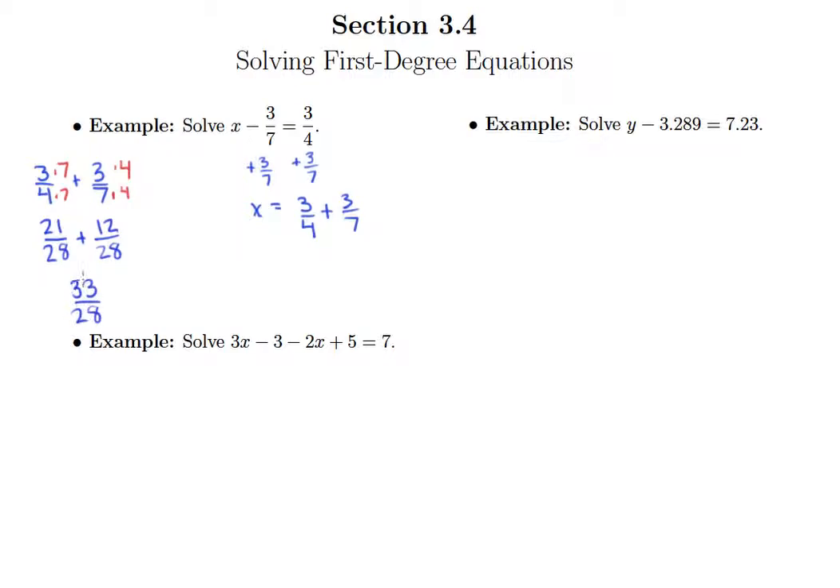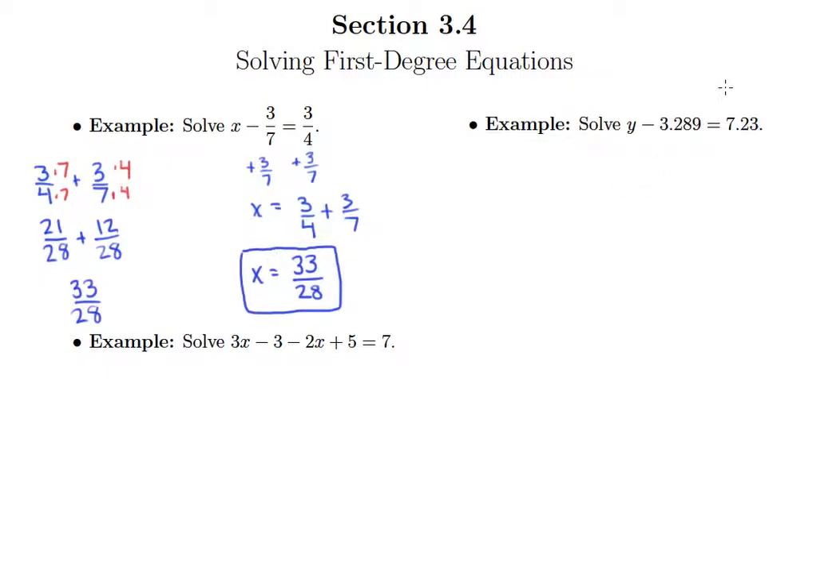28ths. And so we can see that there's no common factors between 33 and 28, so we can give that as our answer. And again, we do not switch this into a mixed number. This is an algebraic problem, so we leave it as an improper fraction.